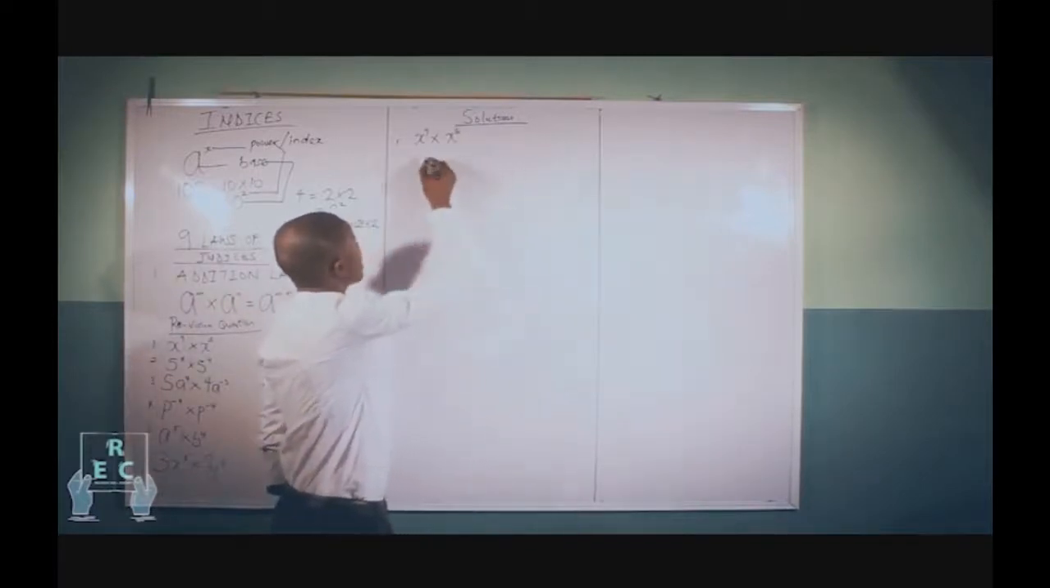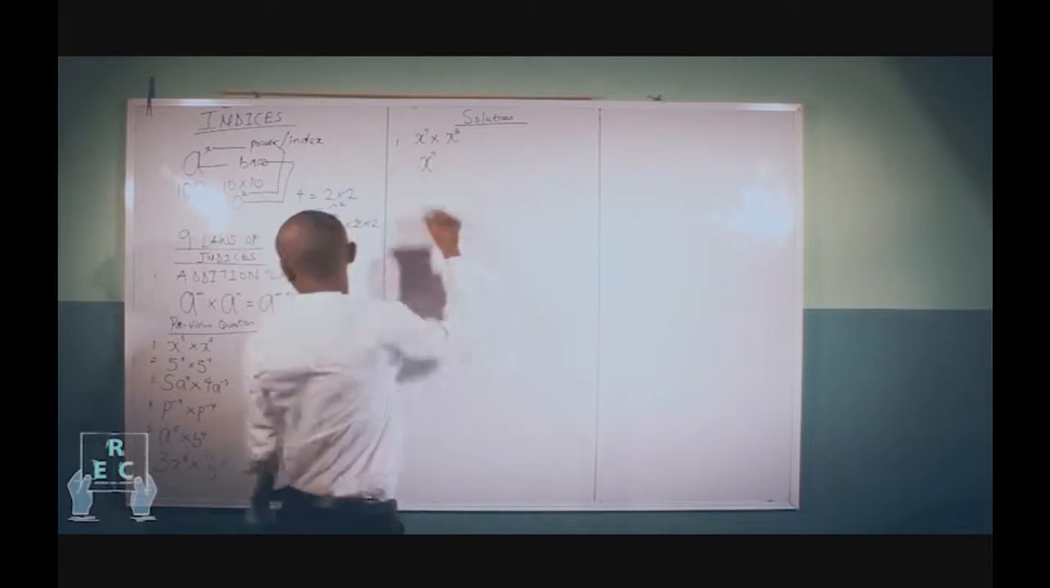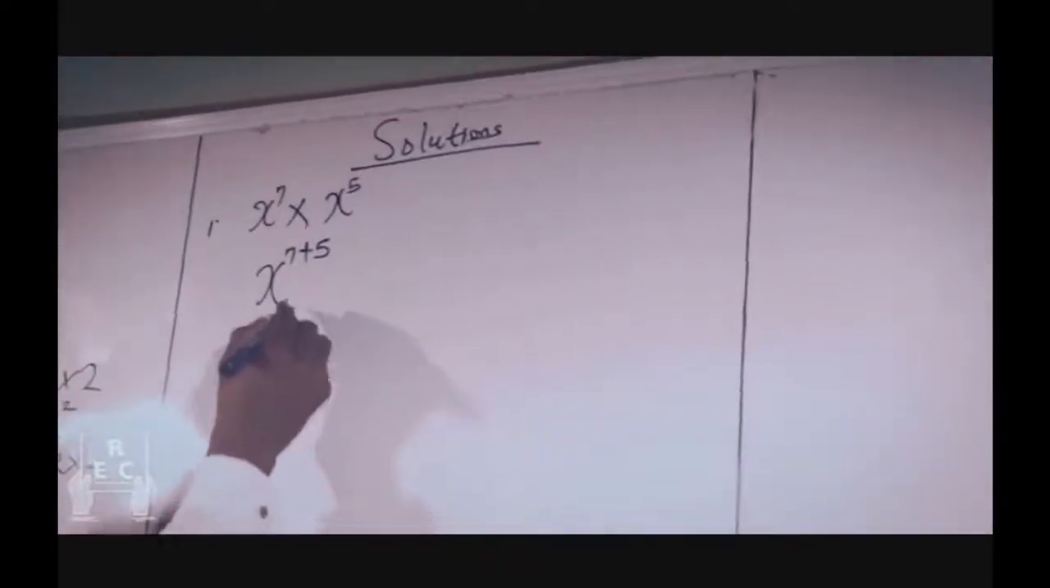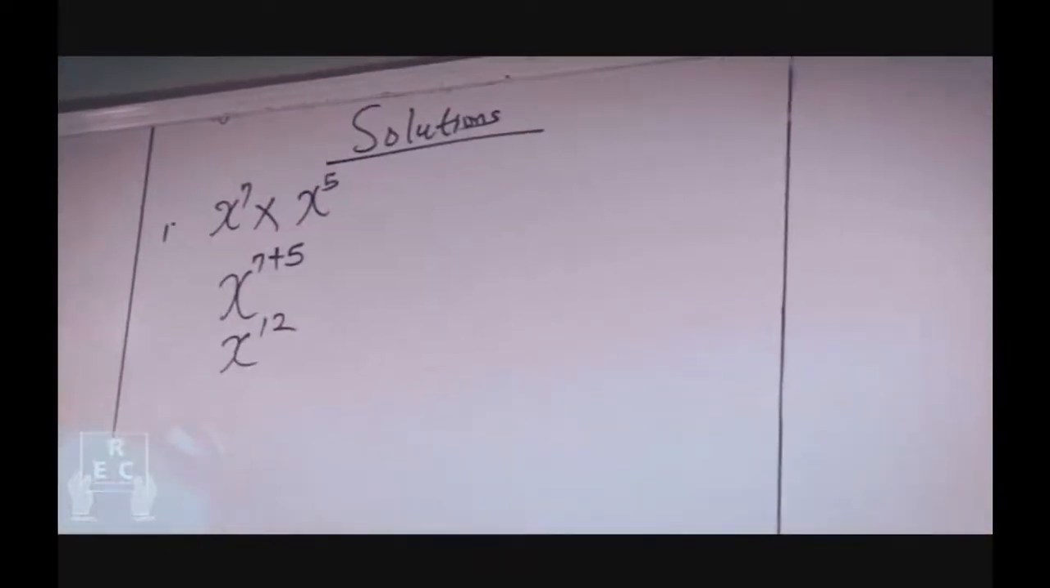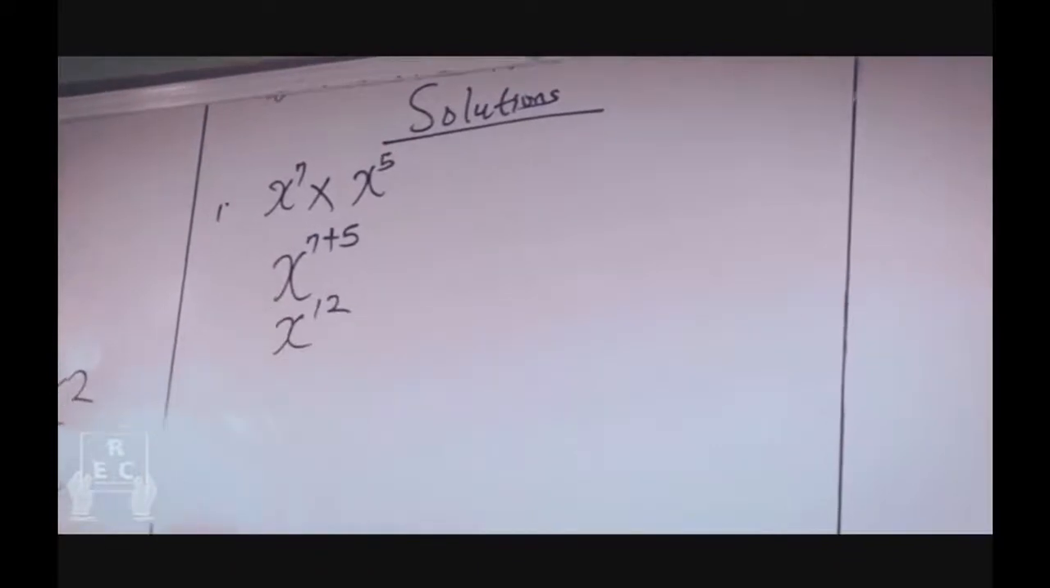Same thing that happens here. Select X, then 7, plus 5. And that's X raised to the power of 12. You get that. Select one of the common base, add your powers. 7 plus 5, that's 12.